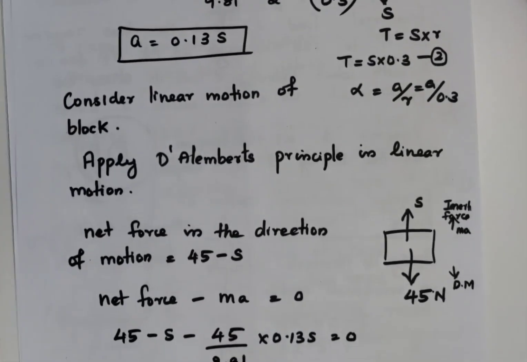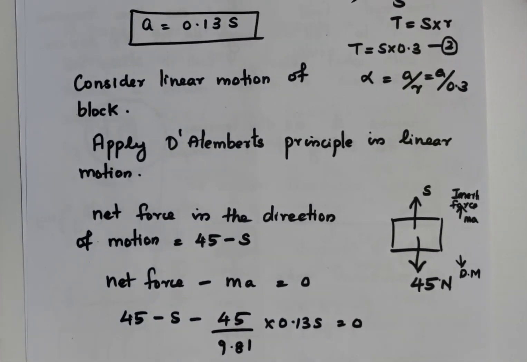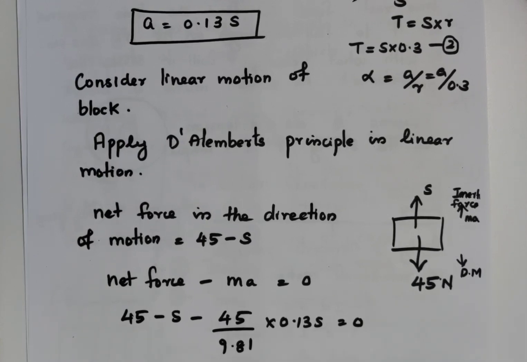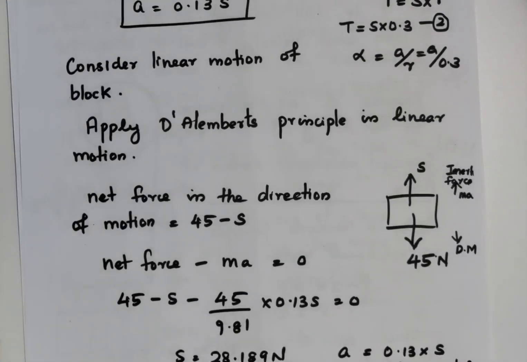So now you have to consider the linear motion of the block. Weight of the block is acting downward, tension is in the upward direction, and the block is moving in the downward direction. So the net force in the direction of motion is 45 minus S. Now applying D'Alembert's principle in linear motion, that is F minus ma is equal to 0. Here F is the net force, 45 minus S, minus m into a.